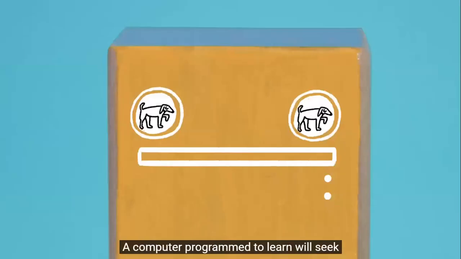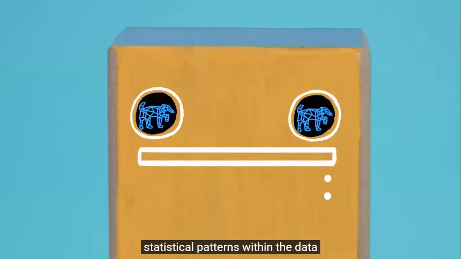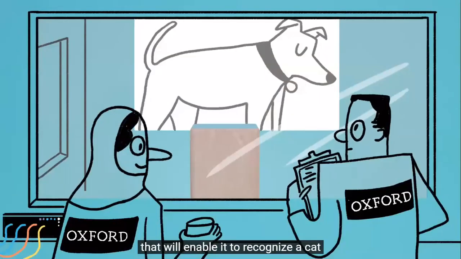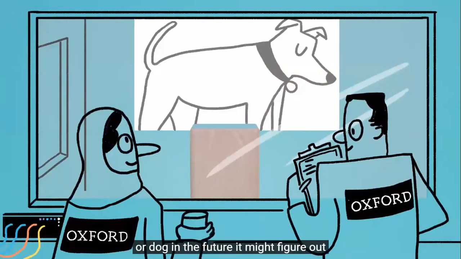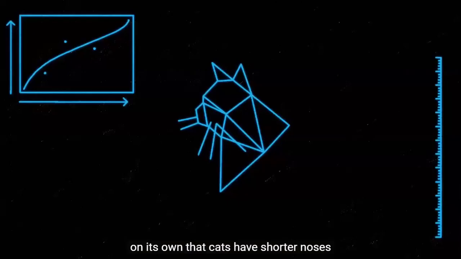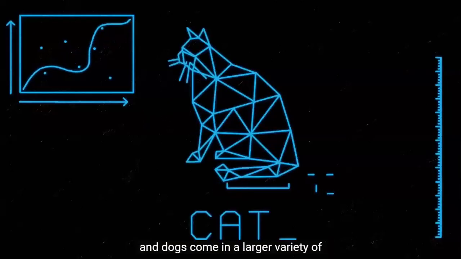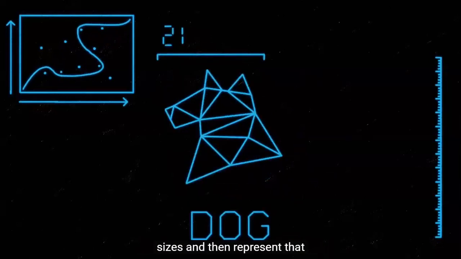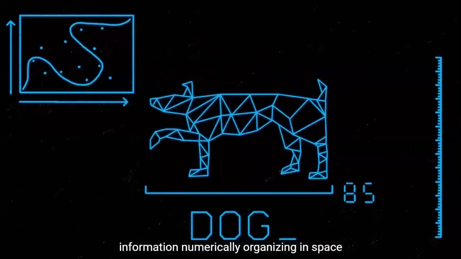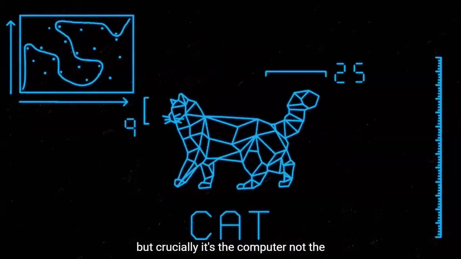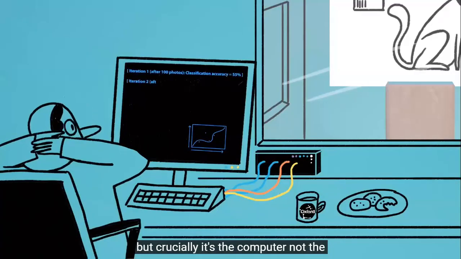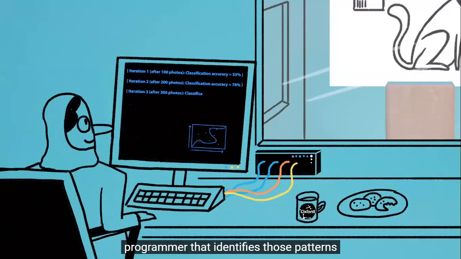A computer program to learn will seek patterns within the data that will enable it to recognise a cat or a dog in the future. It might figure out on its own that cats have shorter noses and that dogs come in a larger variety of sizes, and then represent that information numerically, organising it in space. But crucially, it's the computer, not the programmer, that identifies those patterns and establishes the algorithm by which future data will be sorted.